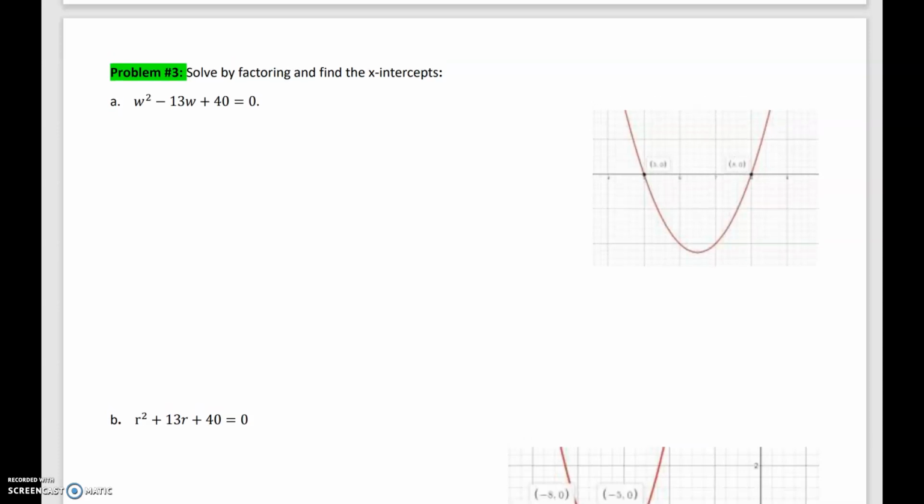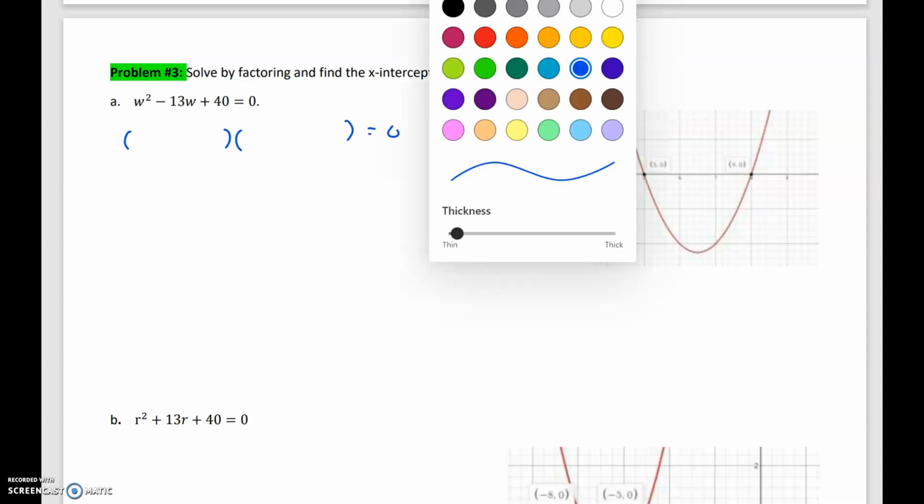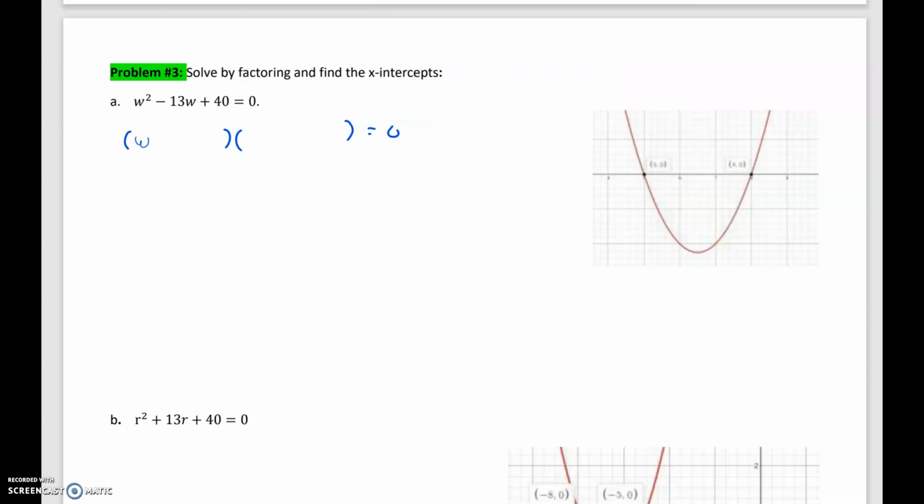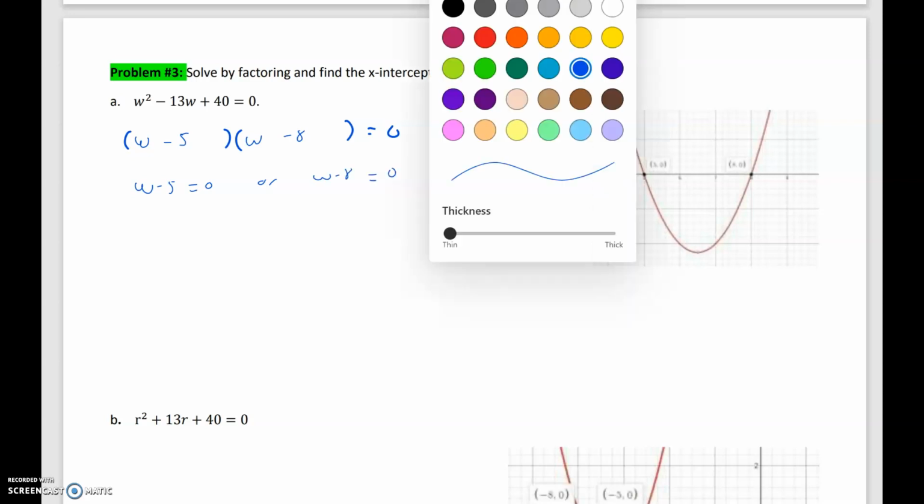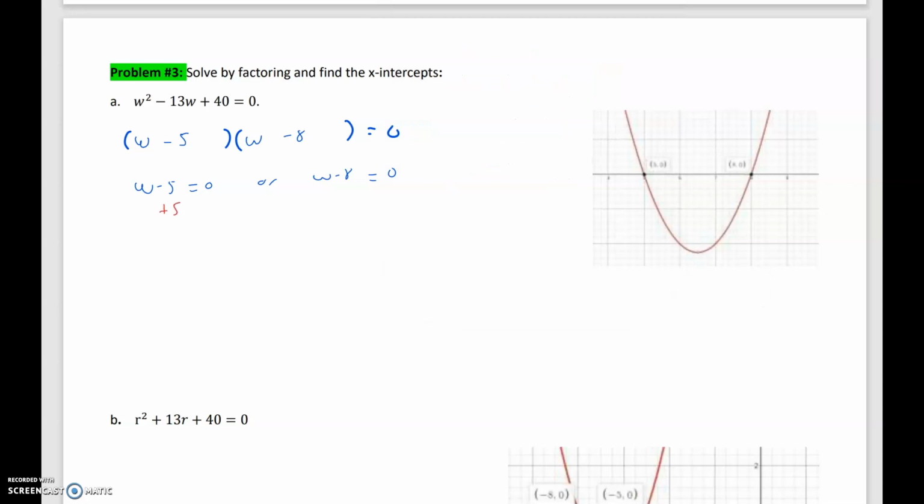So as we're carrying out the factorization, as we're breaking this one apart, we're going to be looking for w's, in this case w and w, two numbers that multiply to 40 but add to negative 13. So we're looking at negative 5 and negative 8. And by the zero factor property, we would separate those two solutions as w minus 5 is equal to 0, or w minus 8 is equal to 0. And then solve both of those. So we're looking at the addition of 5 and the addition of 8.